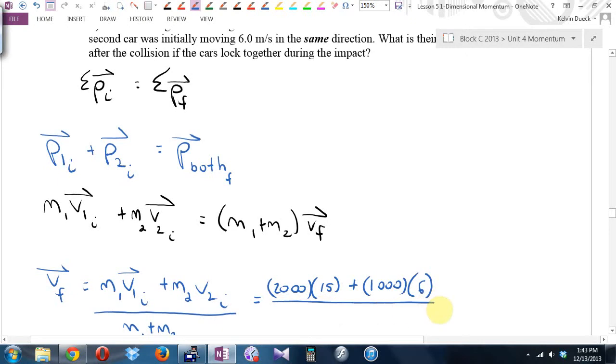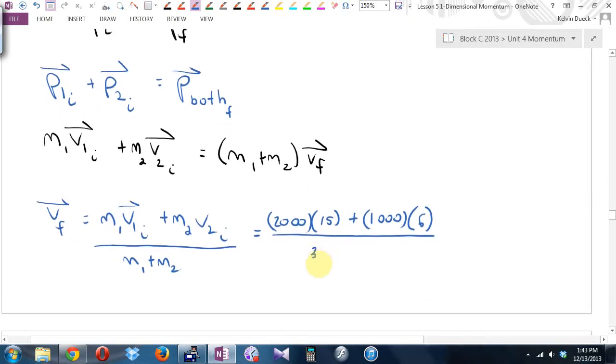Over, can I add M1 and M2 in my head and just get 3,000? Do you mind if I do that? Oh, I think I can do this in my head. It's going to be 30,000 plus 6,000. It's going to be 36,000 divided by 3,000, so 12. Forgot to drop the zeros. 12 what? Meters per second. I'll even put a little positive there to say to myself, in the same direction.